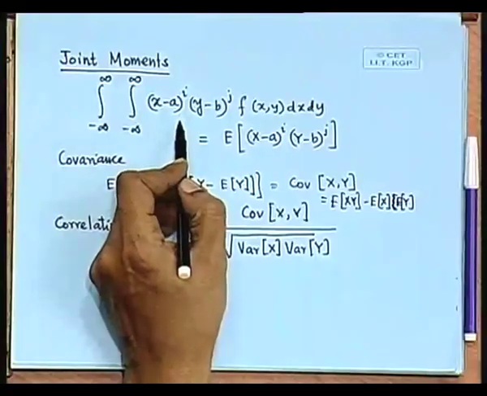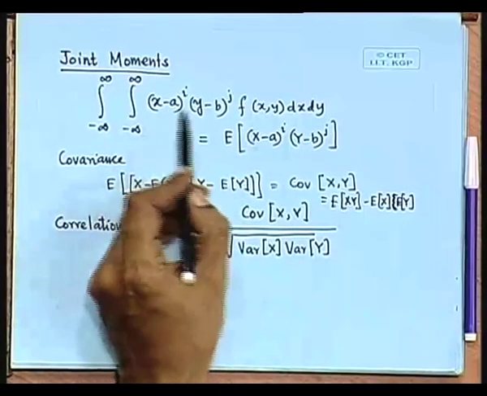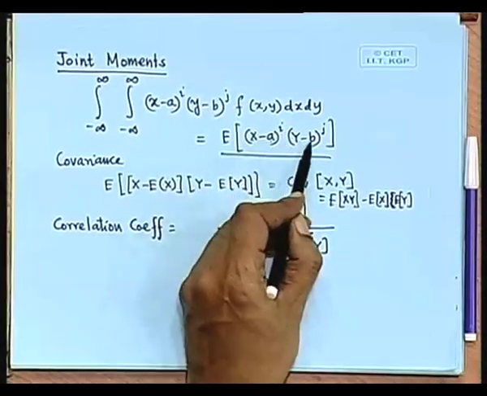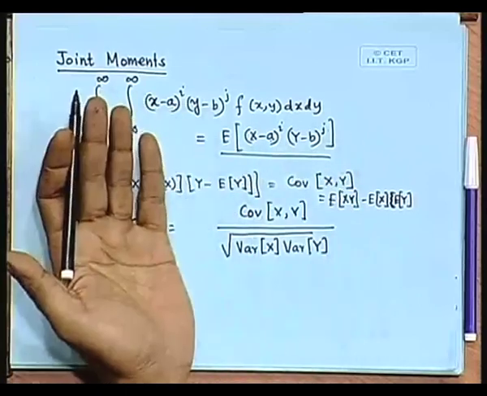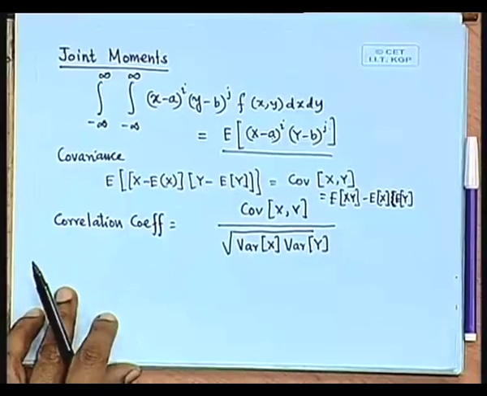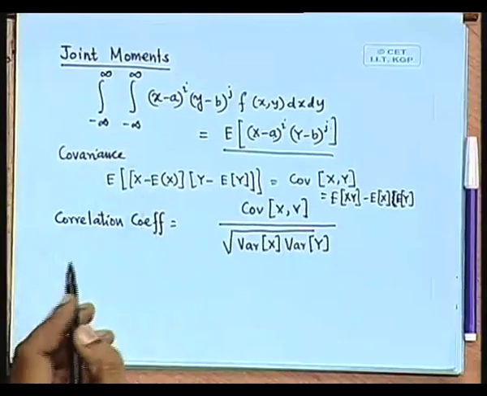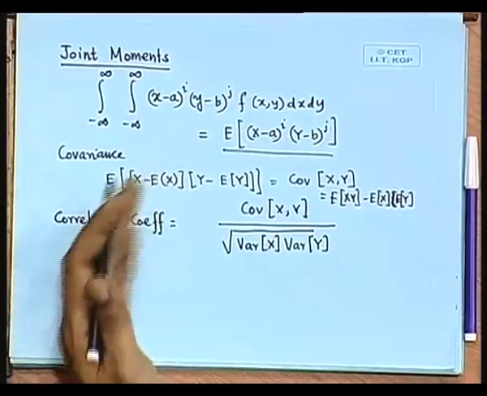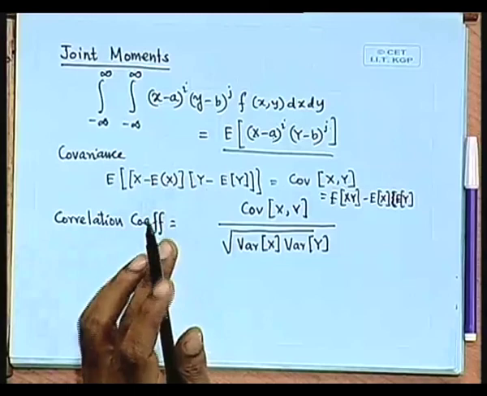If you want to study those properties, then you have to define what is a joint moment, and this is defined like this, which is nothing but expectation of x minus a whole to the power i, y minus b whole to the power j. This is a very generalized definition of a joint moment. But what we actually consider in practice is various types of things. If we only want to consider x, then we consider what is known as variance, that is the old definition, expectation of x minus expectation of x whole square.